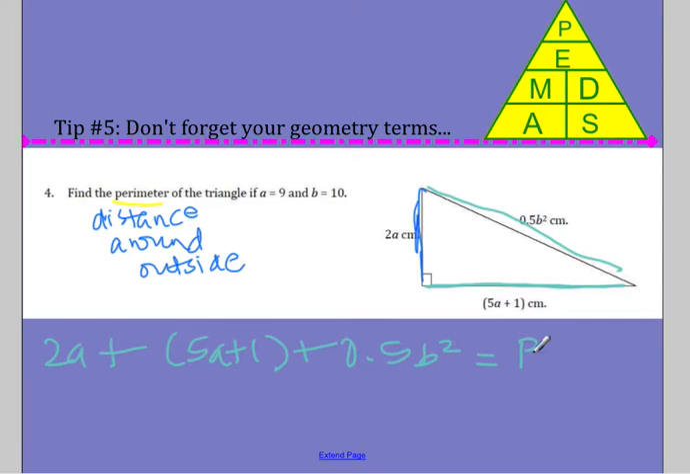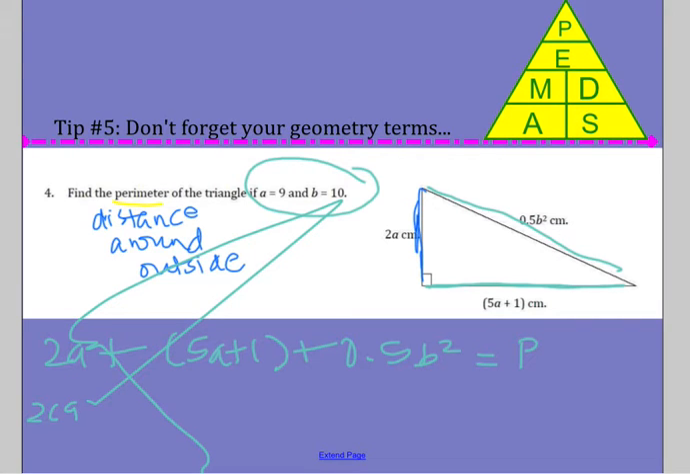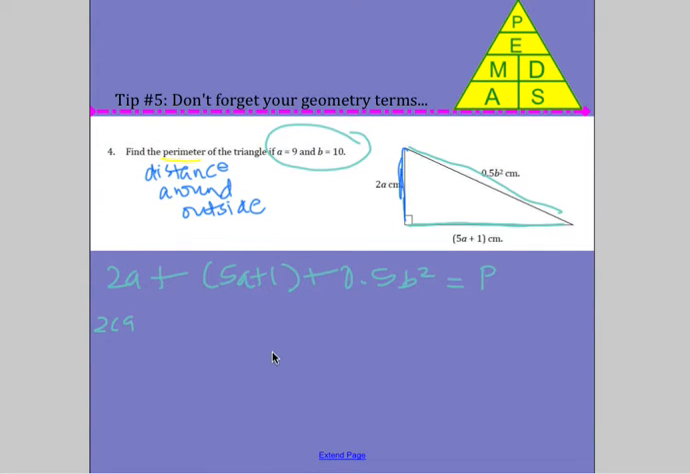Okay, so let's go ahead and fill in what we know. They told us that A is equal to 9 and B is equal to 10. So it's really 2 times 9 plus 5 times my A, so 5 times 9 plus 1, plus 0.5 times my B, which is 10 squared, equals P. So now I'm going to start simplifying.